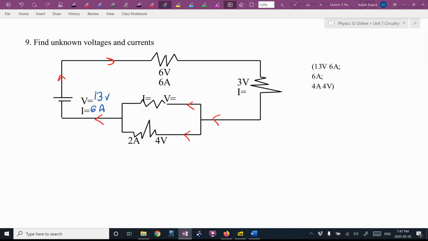Oh, also, if I have 6 amps going through here, I must have 6 amps going through there. And I have 6 amps right here, 6 amps right here, 6 amps right here. 2 amps went this way. That must mean 4 amps went this way. And then I could ski, or I can realize that we split up and met up. We must go through the same voltage drop. That must also be 4 volts.